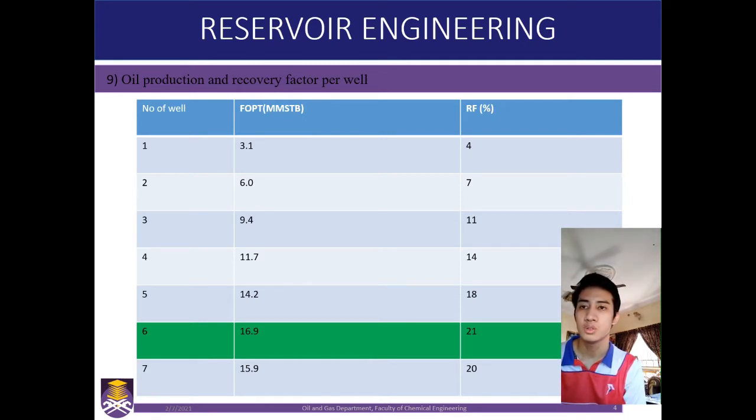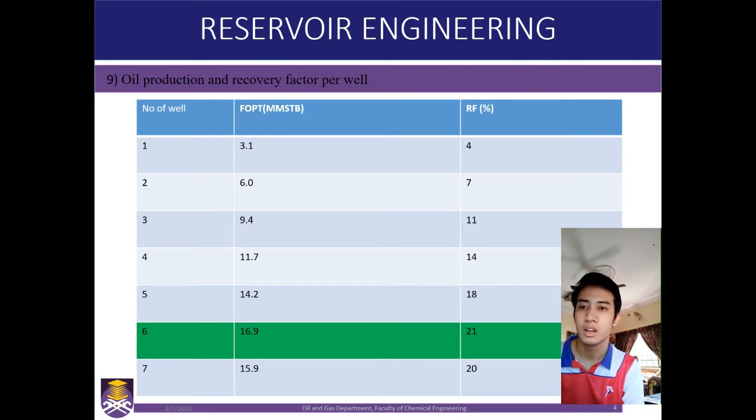Well planning was used to determine the optimum number of wells to acquire the maximum oil recovery. The amount of well decided was 6 production wells with drainage of 1,000 feet. And this table shows the production of oil at different well number, which is for the well 1, FOPT is 3.1 and the recovery factor is only 4%.